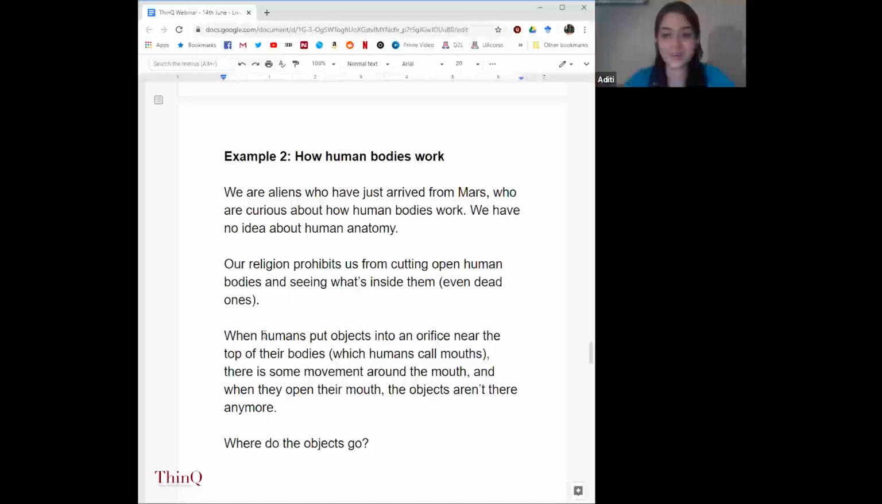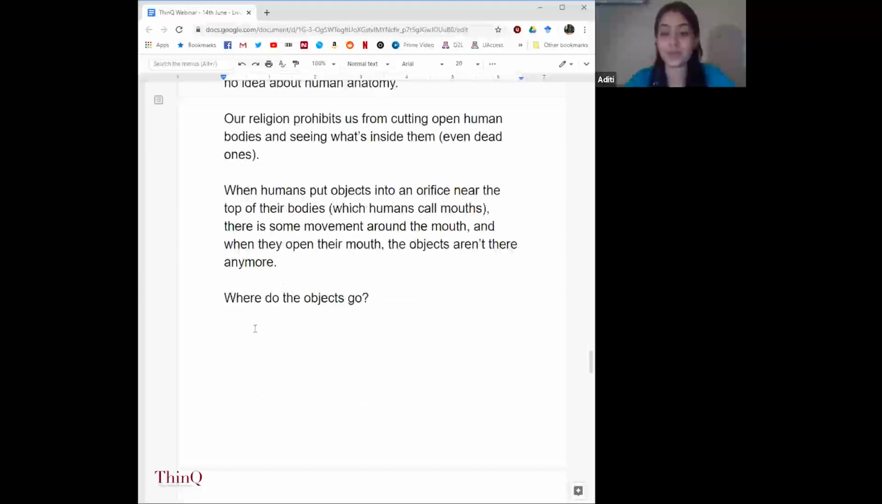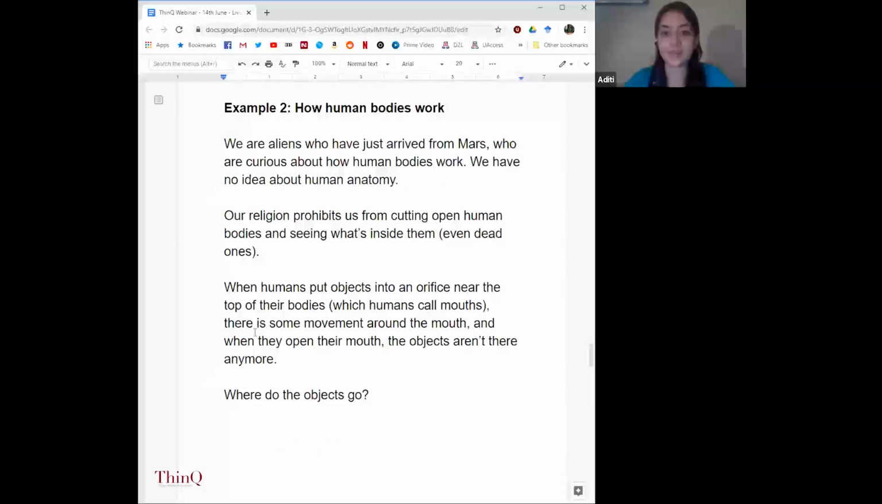One way to think about it is that the human body is hollow, and as humans put objects into their mouth, after they make that action, it just falls inside the hollow body.